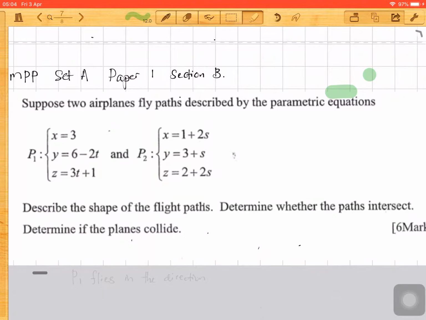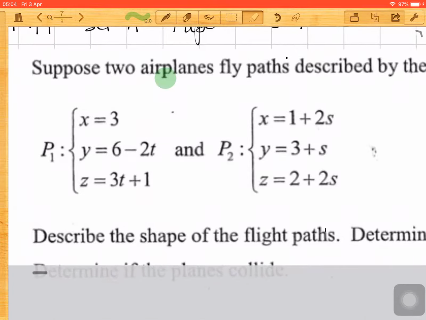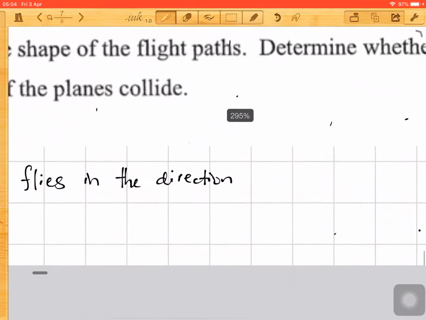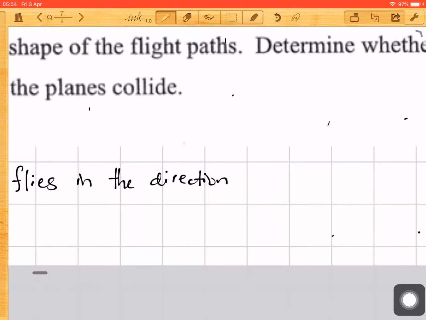The first question says describe the shape of the flight path. When they're talking about shape, they're actually asking about the direction that they're flying. So we just tell the direction. In P1, these 3, 6 and 1 here are the position vector. If they are asking about the direction vector, you should look at the 0, -2 and 3. So P1 flies in the direction 0, -2 and 3, which is -2j plus 3k.